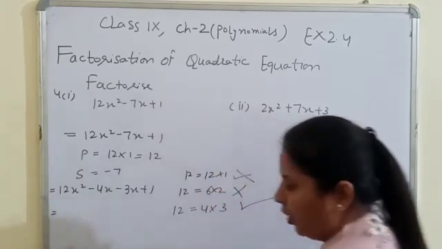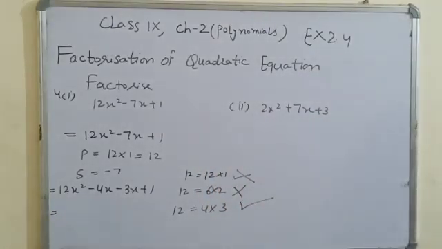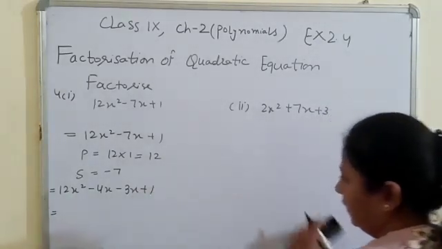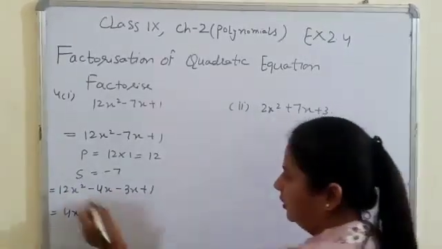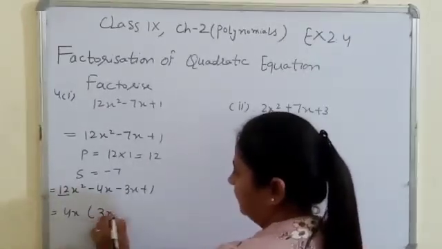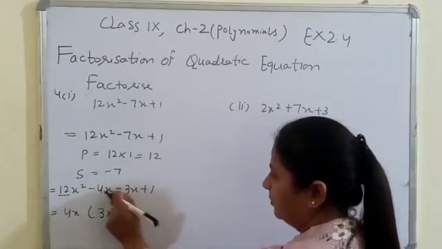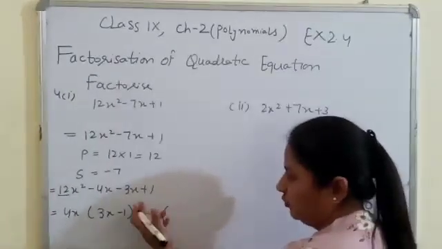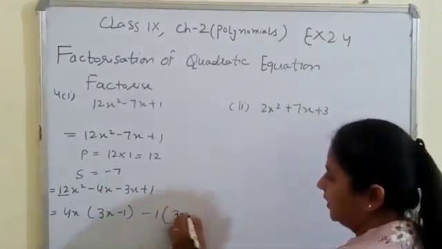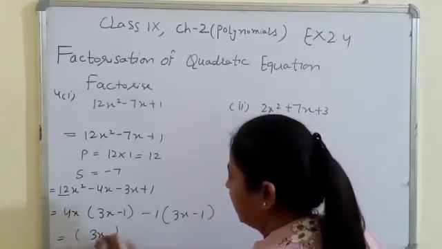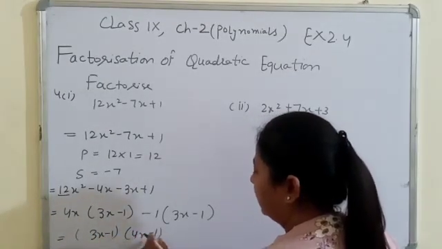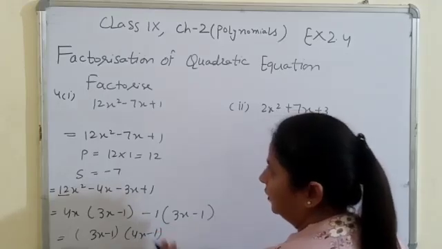Now take the common values from the first two terms. Let's see which variables and coefficients we can take common here. We can take 4x common because 12 is a multiple of 4. When 4x is common, what is left? 3x minus 1, and from the last two terms, minus 3x plus 1, we can take minus 1 common. So we change the sign of the fourth term. It is minus 1 times 3x minus 1. 3x minus 1 is common, take it out. What do we have left? 4x minus 1. This was the result for part 1.